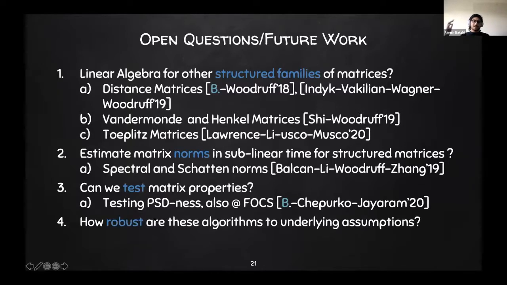And finally, while we are designing all these algorithms, it's good to take a step back and ask, how robust are the algorithms that we design to the assumptions that we're making? Like, how robust is this algorithm to the assumption that the matrix is PSD? And do our algorithms decay gracefully as these assumptions stop to hold? Okay, I will stop here and take questions.